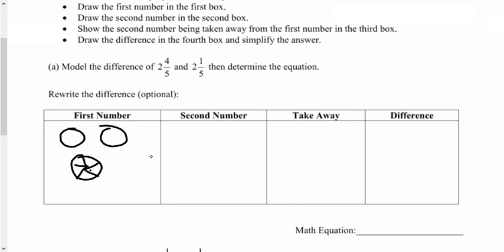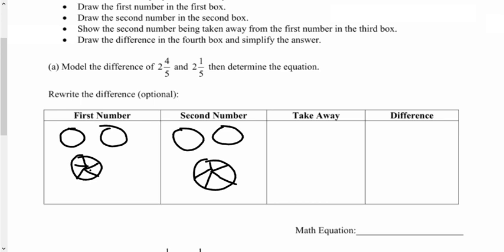That's pretty close, right? So there's 2 and 4/5. Here's 2, well, actually, that's just 2. I haven't colored them in yet. And this one's really bad. All right, there we go.